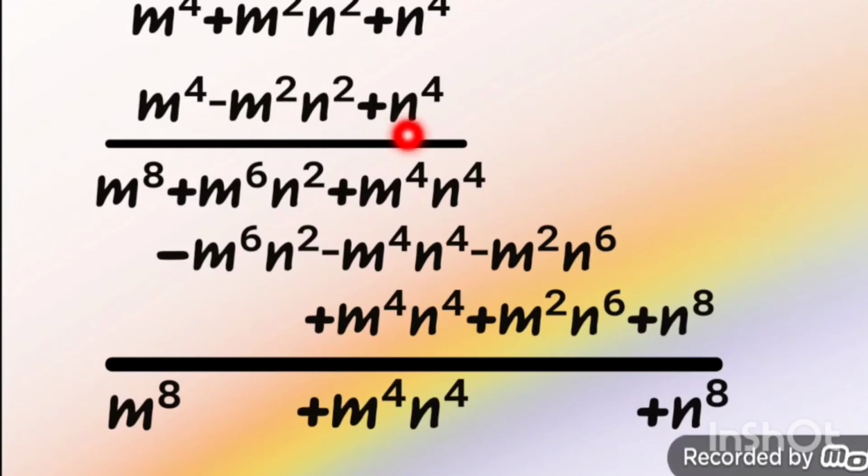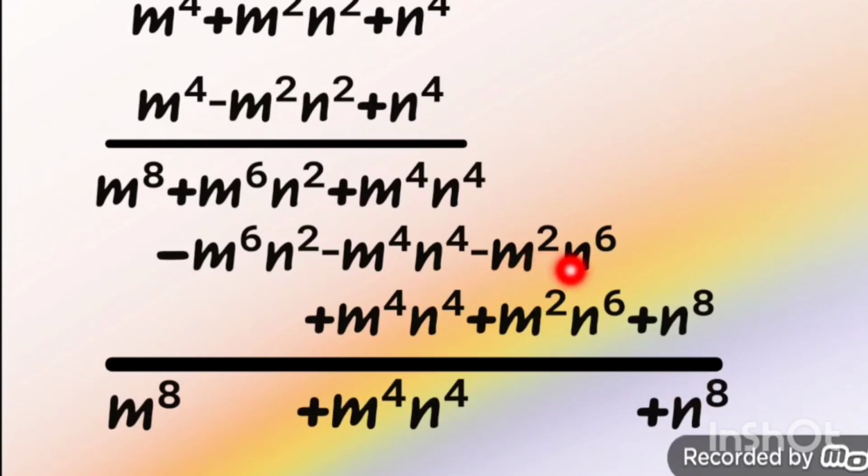n raised to power 4 multiply by m square n square will be m square n raised to power 6. n raised to power 4 multiplied by n raised to power 4 will be plus n raised to power 8. Now we will add these three expressions. Here n raised to power 8 will be written as it is.